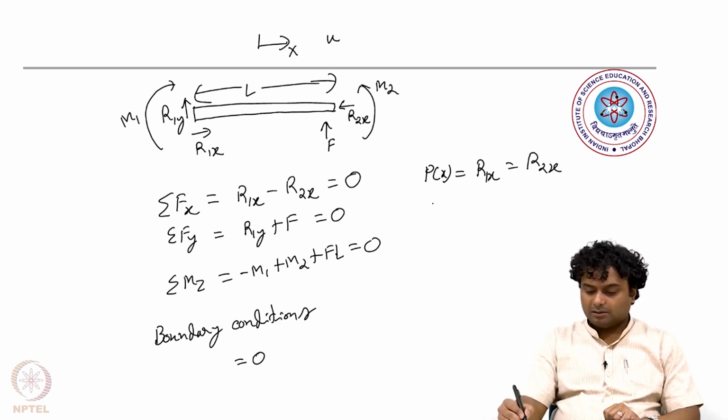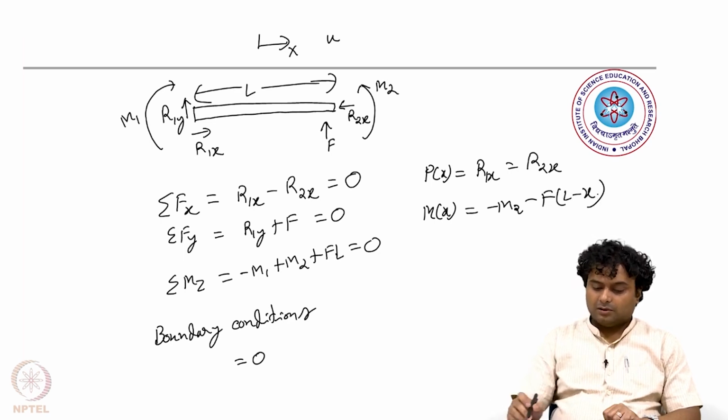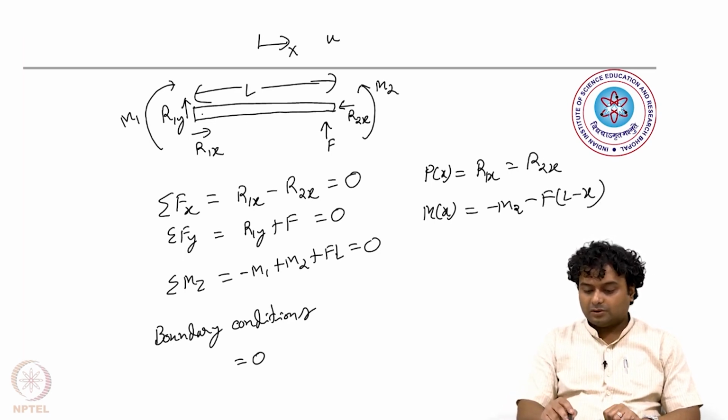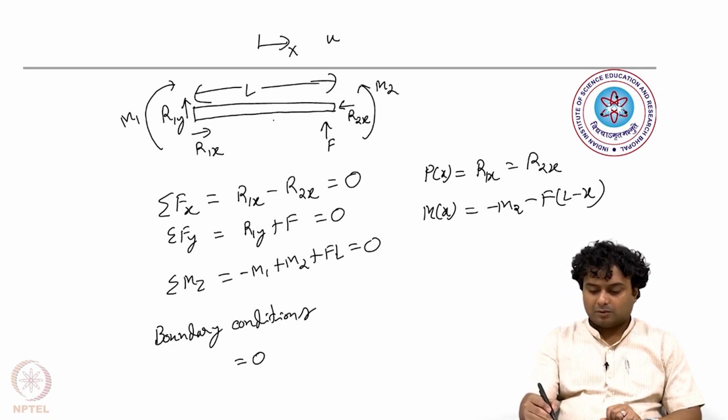Okay. Then Mx, or the moment at any point x, will be equal to minus M2 minus F into (L minus x), right? Because if I take moment with respect to the leftmost point, which is the fixed point, then M2 will be there, and along with that, let's say the point is at a distance x from the left end.